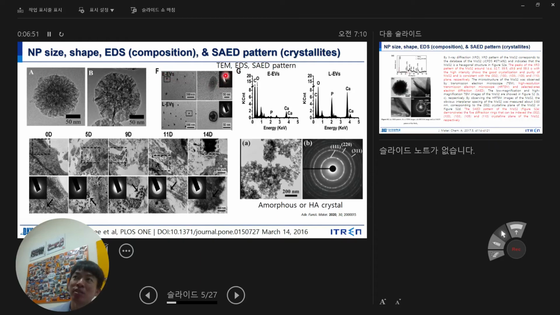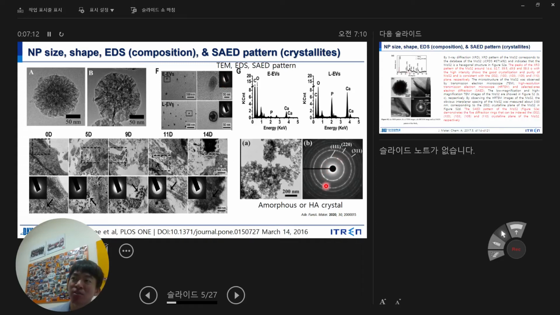So in this SAED pattern, there is no clear link like this. They have this link and this link, but here there's no link, which means no crystallinity. So when you look at the SAED pattern, the only thing to look at is the link. Like this, sometimes you can see a very clear link.